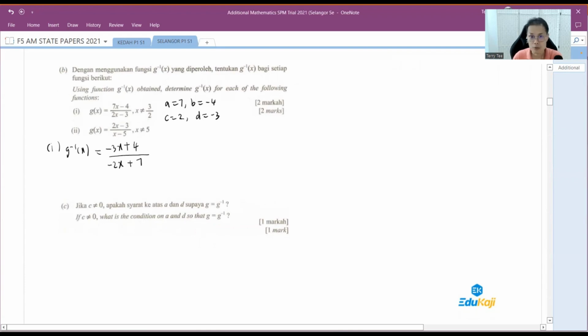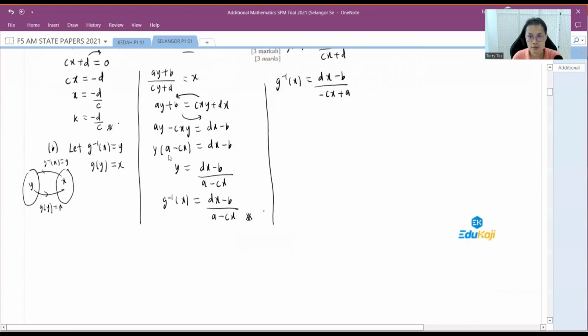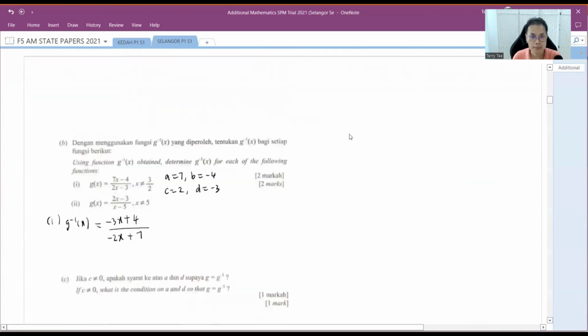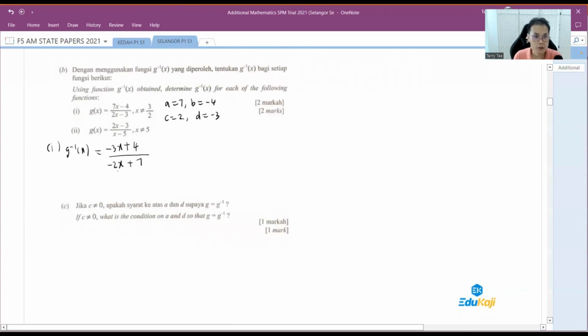If you want to show, you can refer to this formula here that we got earlier in part A. All right, so there you go. We got this answer. Now, normally, if you have negative in front of x, we just rearrange it. We put 4 minus 3x, and then you divide by 7 minus 2x, okay? If you don't arrange it, it's okay. It's just that it looks better. Usually, we put a negative at the back. We keep the positive in front.